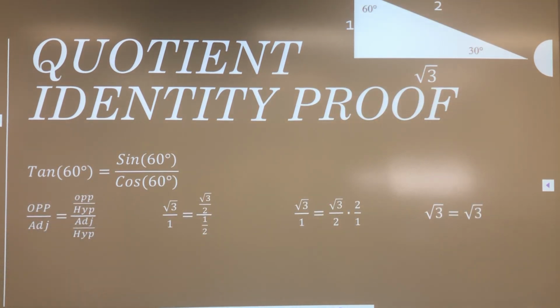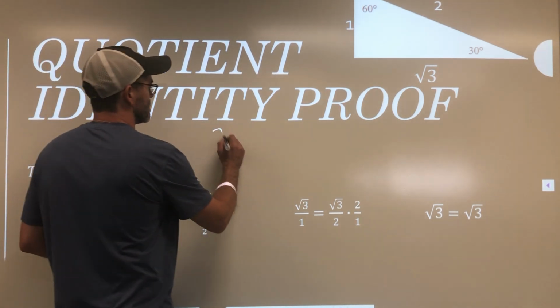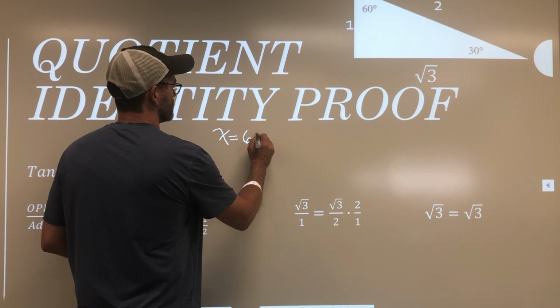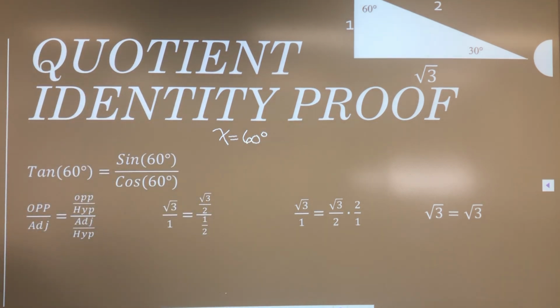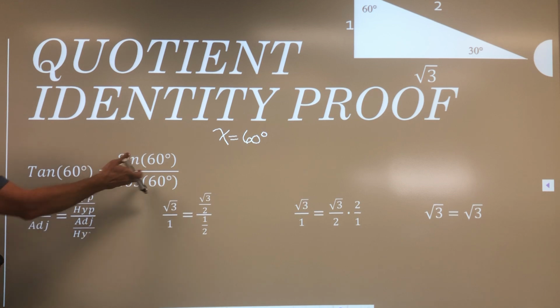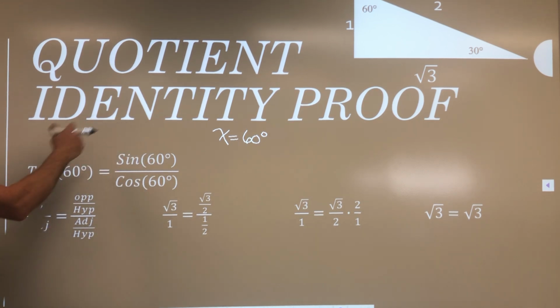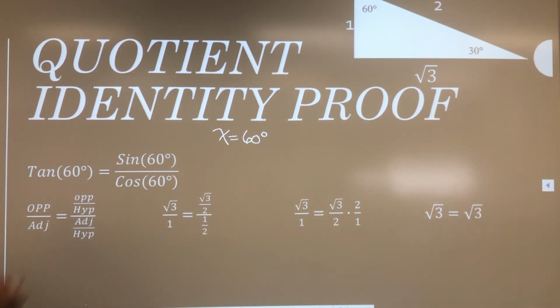Okay, so there's your 30, 60. And I just said, well, what if, in this case, x equaled 60 degrees? Well, again, we just put the 60 everywhere we see an x. And the quotient identity for tangent said the tangent of x equaled the sine of x over cosine of x. So the 60 is going to replace all my x's. So now the tangent of 60 is equal to the sine of 60 over the cosine of 60.